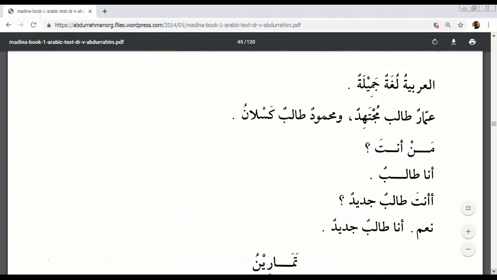So let me just translate this one for you. Here we've got Ammarun Talibun Mujtahidun. Mujtahidun means hardworking, studious. So Ammar is a hardworking student. And then the sentence goes on to say, وَمَحْمُودٌ طَالِبٌ كَسْلَانُ. And Mahmud is a lazy student. So Kaslanu means lazy. Okay?